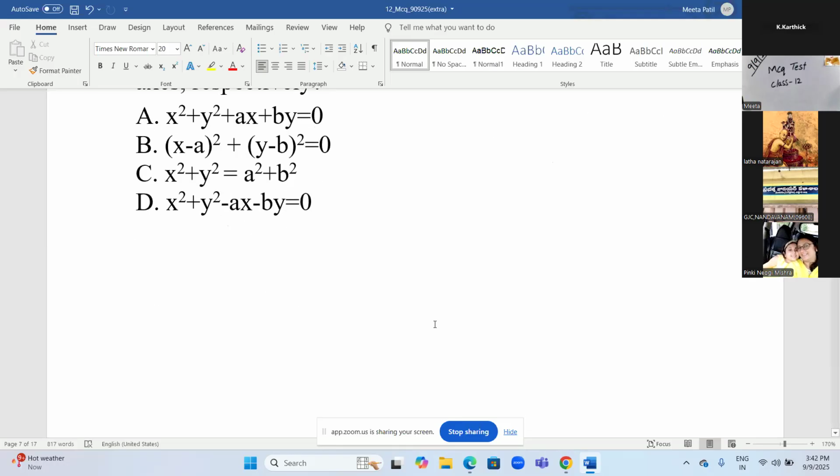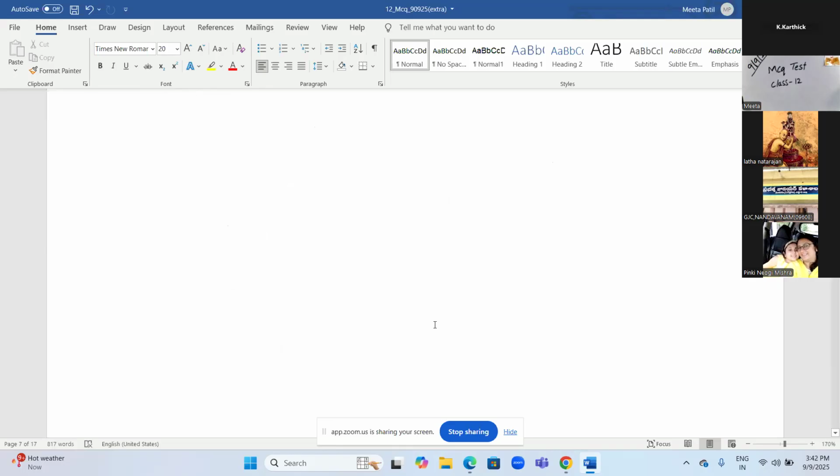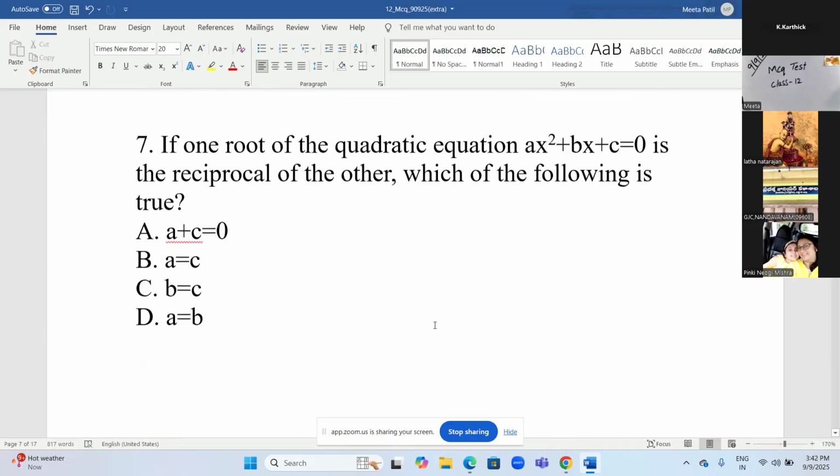And here we are moving to the last question. If one root of the quadratic equation ax square plus bx plus c is equal to 0 is the reciprocal of the other, which of the following is true? Option A, a plus c is equal to 0. Option B, a is equal to c. Option C, b is equal to c. Option D, a is equal to b.